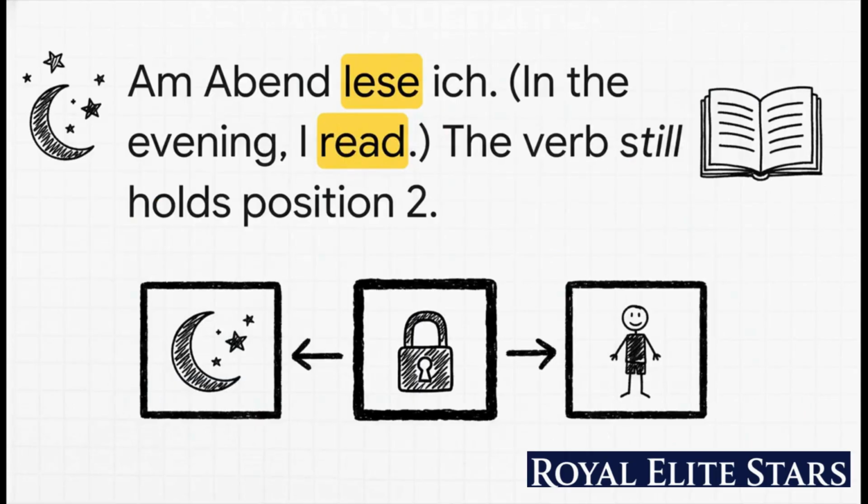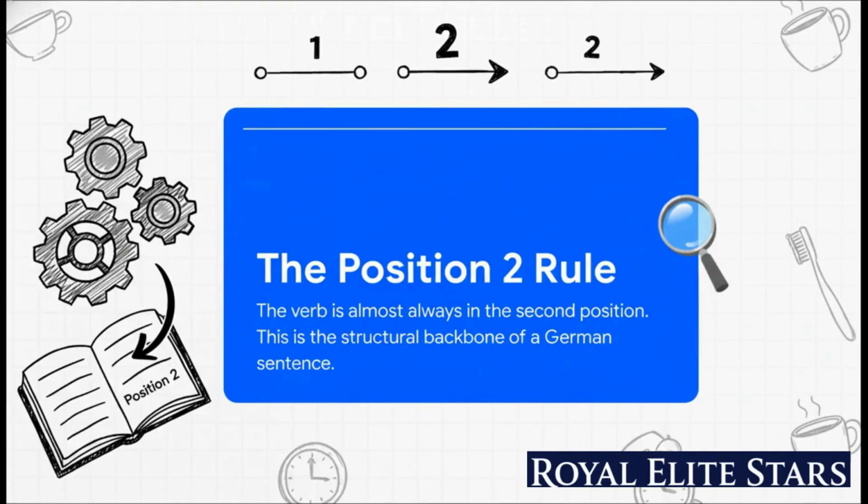Now this example, this is the one that really locks in the rule. Am Abend lese ich. In the evening, I read. So we flipped the word order around. We started with the time phrase. But look, what happened to the verb lese? It is still holding that second position. The subject, ich, actually had to move to make room for it. How cool is that? And that's the absolute key takeaway.